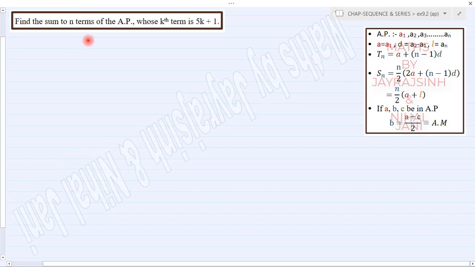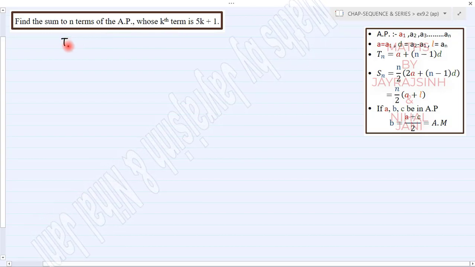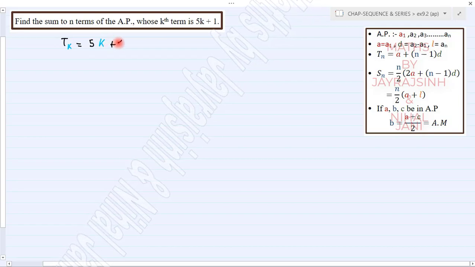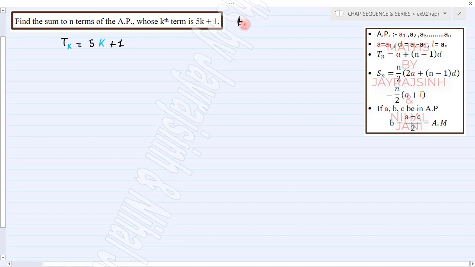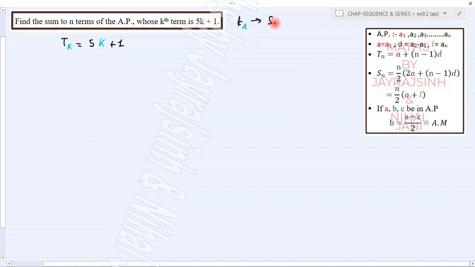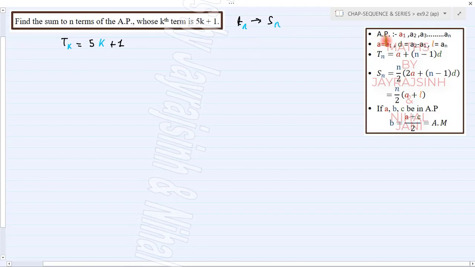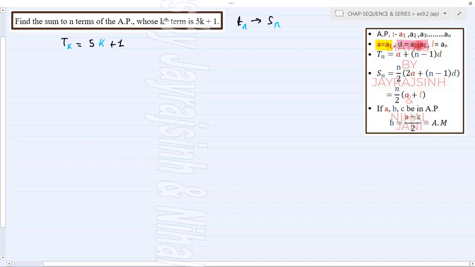In this question, we have to find the sum of n terms of an AP whose kth term is given as 5k plus 1. So, here we are going to learn using the nth term. We can obtain the summation of the n terms. Now, to obtain any formula of AP, we need the first term and the common difference.